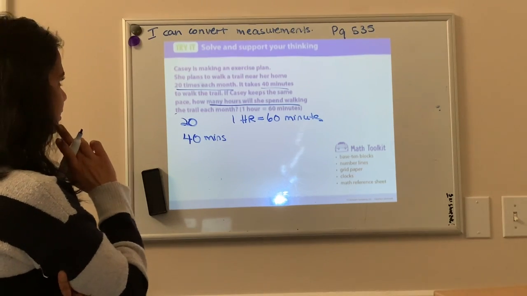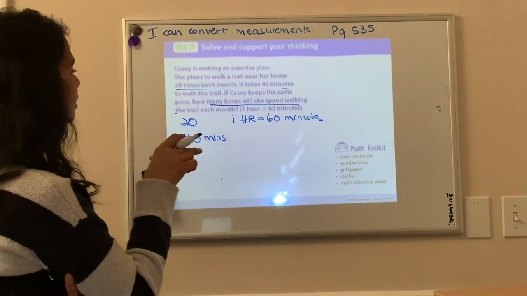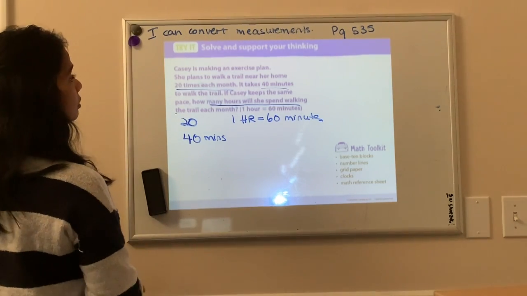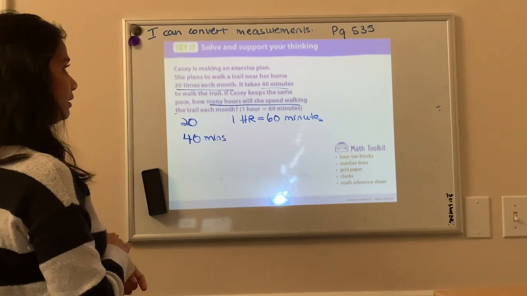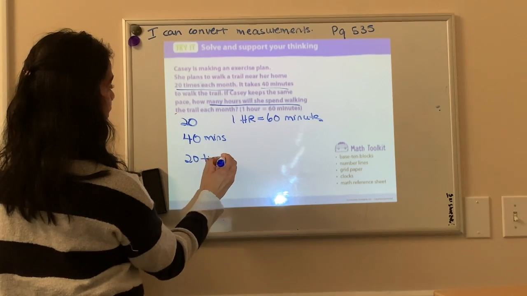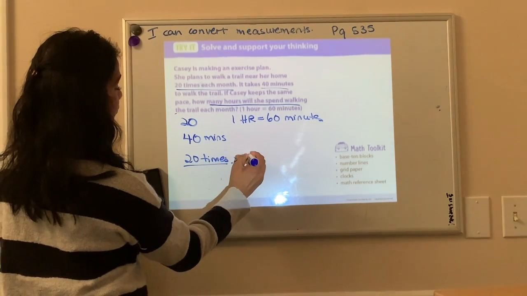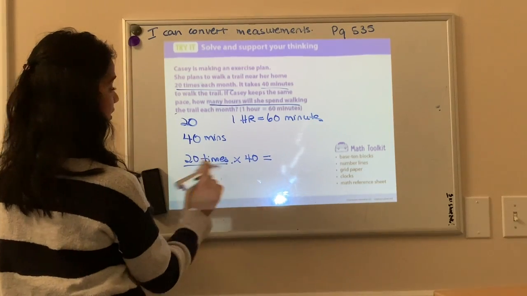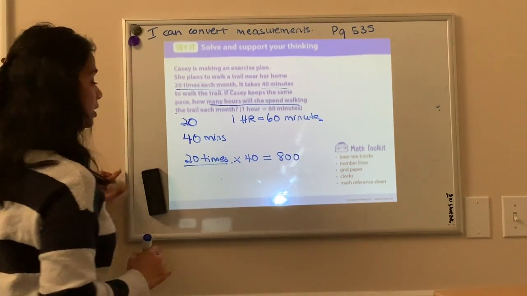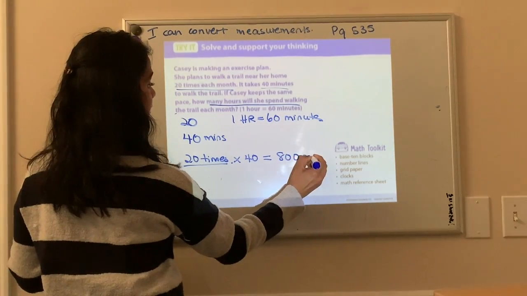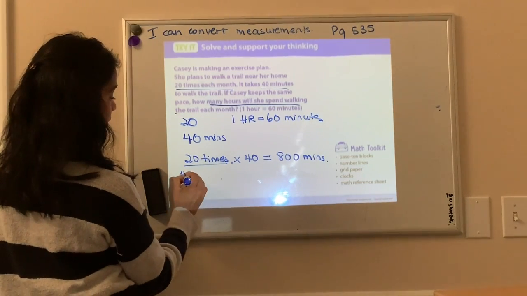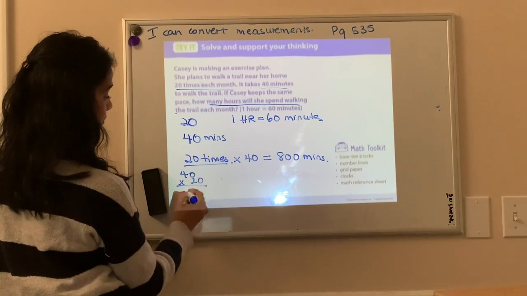Casey is making an exercise plan. She plans to walk a trail near her home 20 times each month. So it takes 40 minutes to walk the trail. So to find out how many minutes in total for the month, I'm going to multiply 20 times 40 minutes. 20 times 40, 4 2s are 800. 800 minutes, right? You can multiply 40 times 20, right, everybody? You know how to do that?